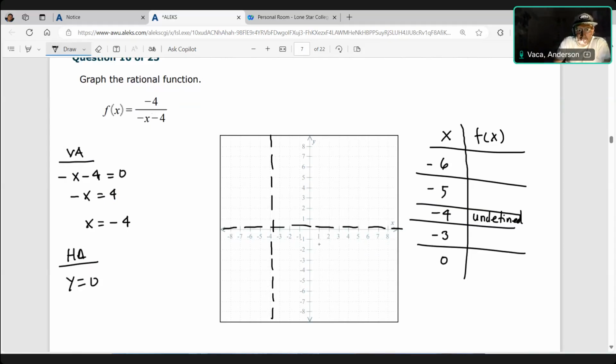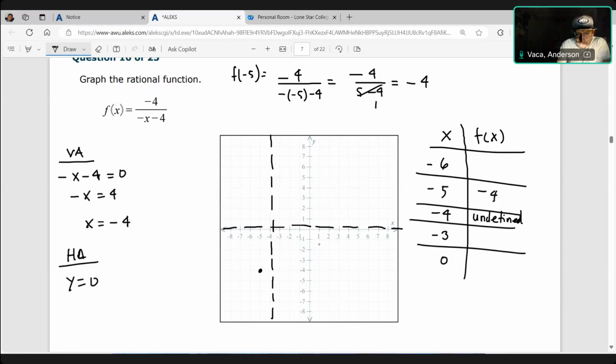At negative 5. So f of negative 5. Negative 4 divided by negative 5 minus 4. This is negative 4 over 5 minus 4, which is just 1. And this just becomes negative 4. So we have the point negative 5, negative 4.